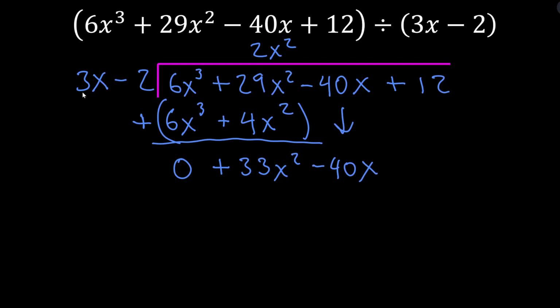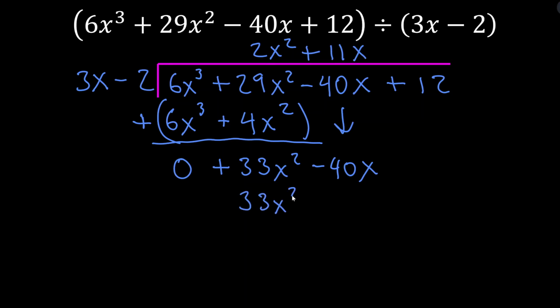What do I multiply 3x by to get 33x squared? Let's see. 3 times what is 33? 3 times 11 is 33, and x times x is x squared. So plus 11x. Let's write that here. And now here's our chance to actually check our answer. 11x times 3x, that better give us 33x squared, which it does.